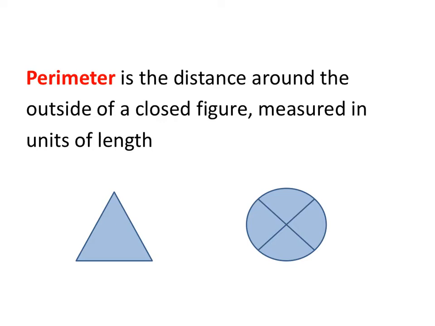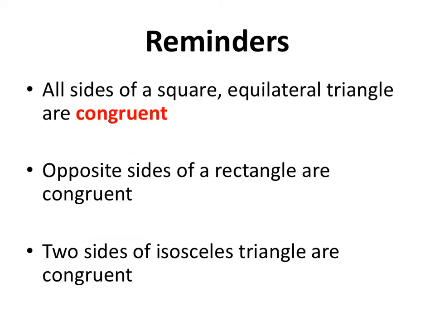Perimeter is the distance around the outside edge of a closed figure, and it's always measured in units of length, so answers about a perimeter should always include units. As a couple of reminders about ideas related to perimeter, we know that all the sides of the square, as well as all the sides of an equilateral triangle, are congruent. This word means that all of those sides are the same length.